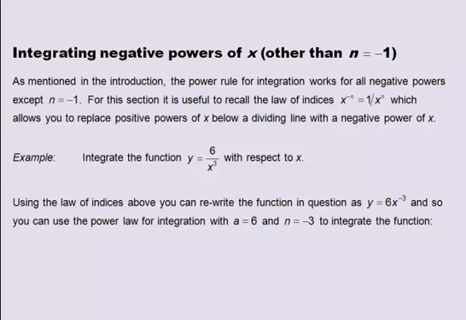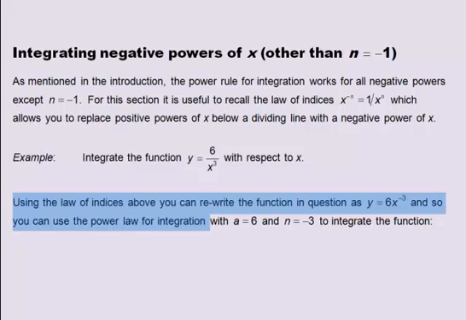Example: integrate the function y equals 6 divided by x cubed with respect to x. Using the law of indices above, you can rewrite the function in question as y equals 6 multiplied by x to the minus 3, and so you can use the power law for integration with a equals 6 and n equals -3 to integrate the function.